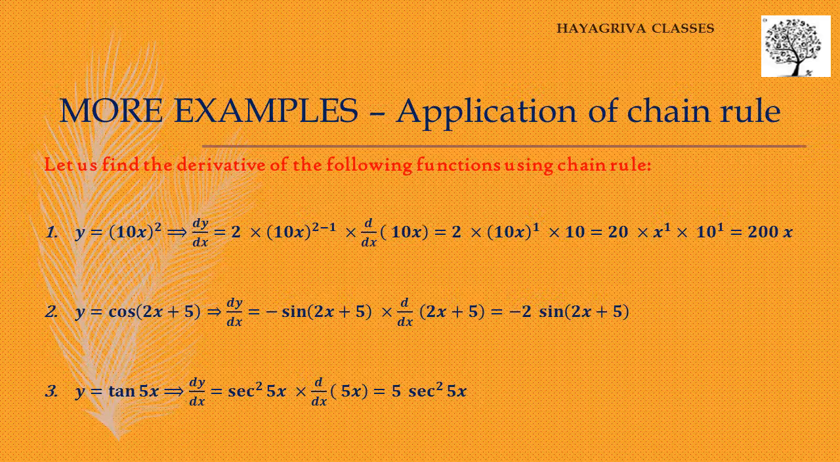So when you differentiate cos, you get minus sine of whatever the angle is there in the question, you write it.